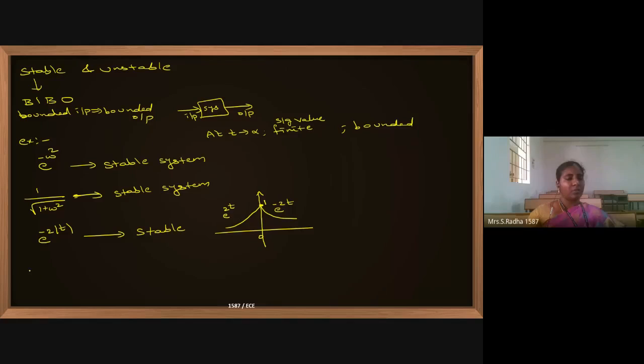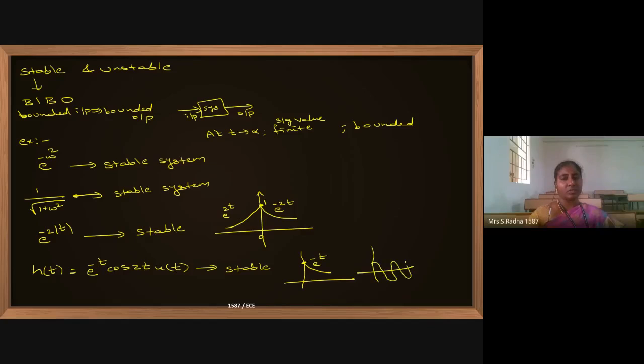And if you take h of t equal to e power minus t cos 2t u of t, it is also a stable system. E power minus t is a decreasing exponential. Cosine is a constant height. U of t is a step signal, which is also constant. Multiplying all this, nowhere does it go to infinity. That's why a system with such h of t is stable.